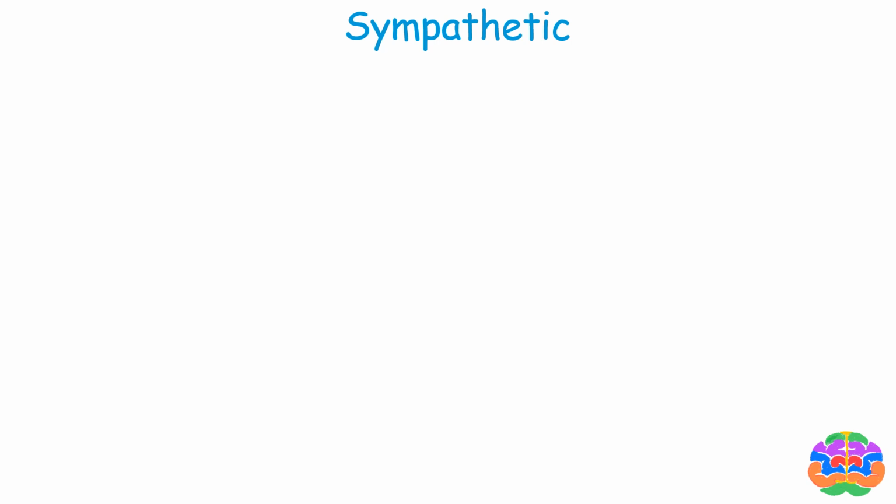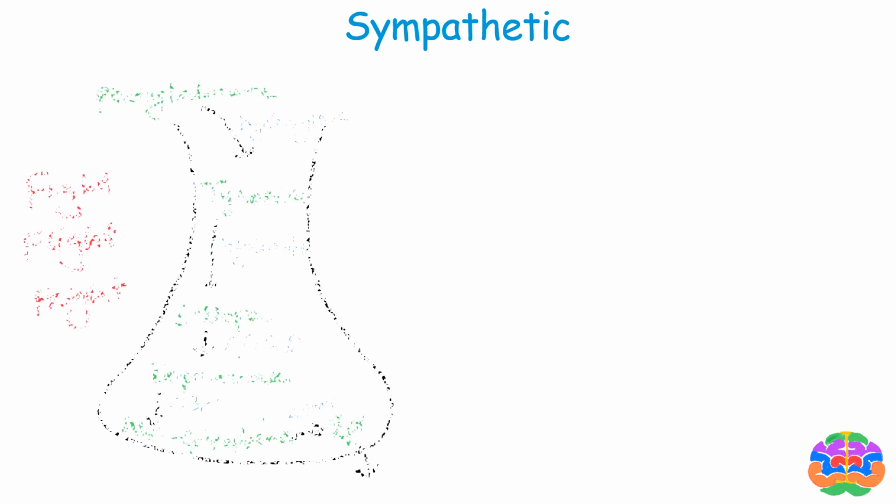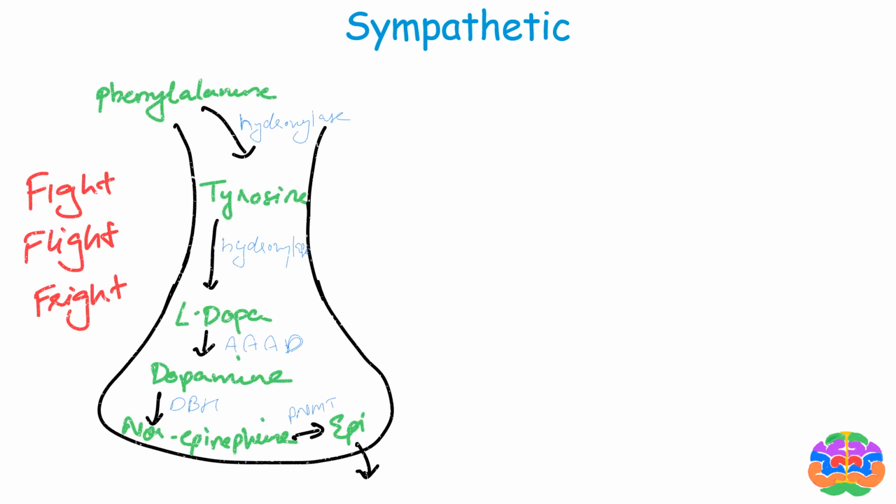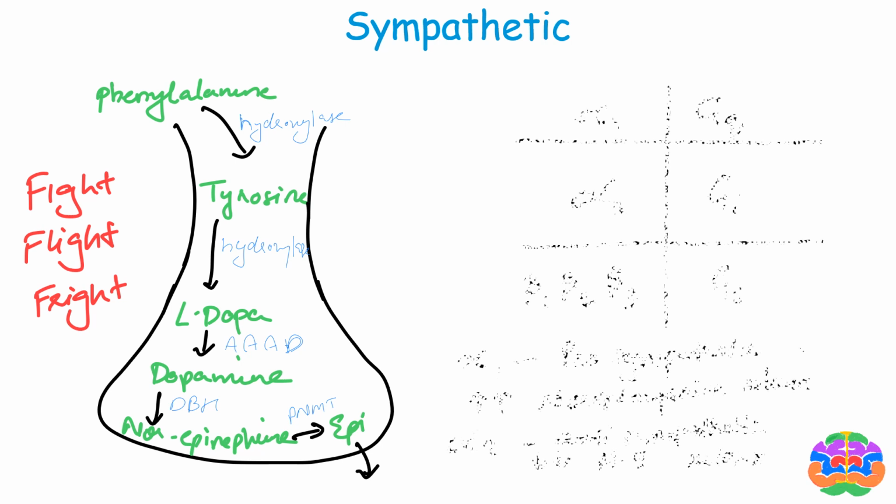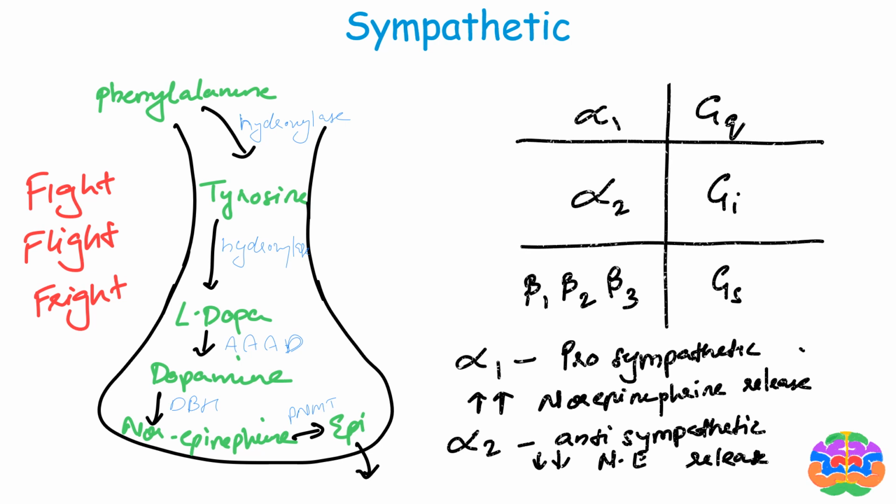If we look at the sympathetic system, which is mainly concerned with the fight, flight, and fright response, we can see that the main substrate here is phenylalanine, which is an amino acid. In the nerve ending, phenylalanine is converted into tyrosine, then L-dopa, dopamine, and norepinephrine. Finally, epinephrine is released from the nerve endings into the NM junction to form a certain reaction.